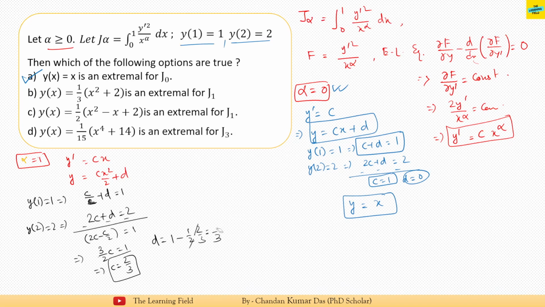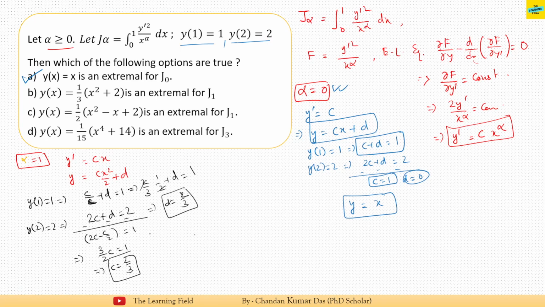Is it correct or wrong? If we get c equal to 2 by 3, then from here 2 by 3 into 1 by 2 plus d is equal to 1. 2 got cancelled, 1 by 3, 1 minus d equal to also 1 by 3. d equal to 2 by 3. c equal to what? c by 2 minus c, c by 2 equal to this.